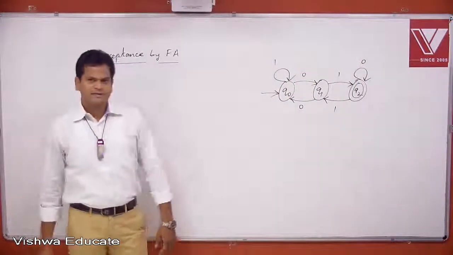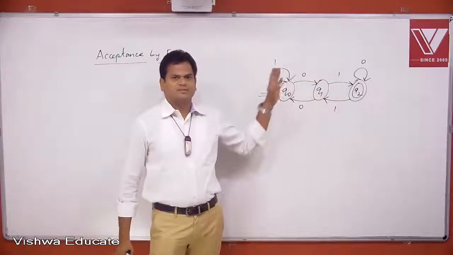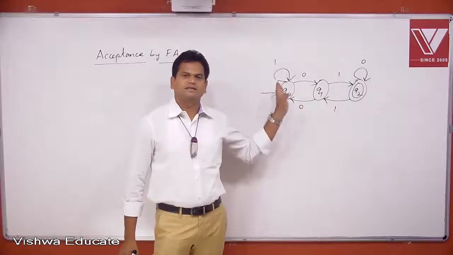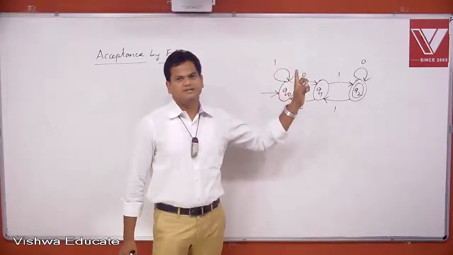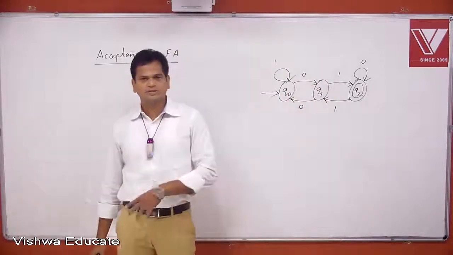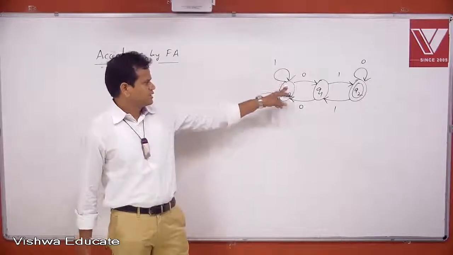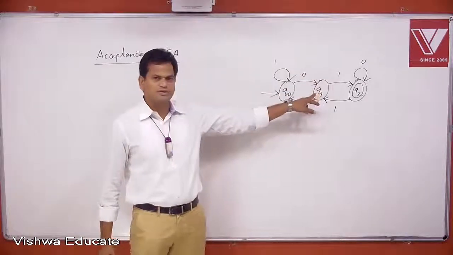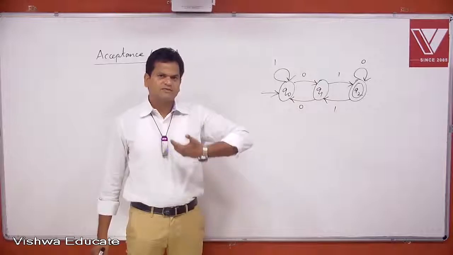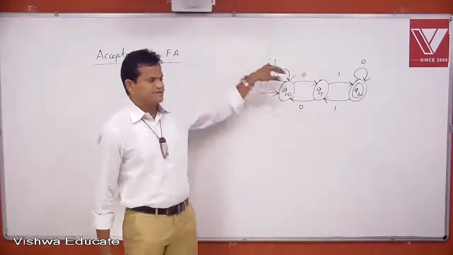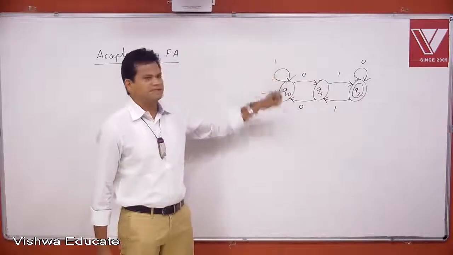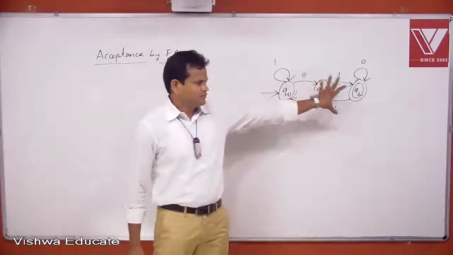Okay, this is the finite automata. What are the states here? Q0, Q1, Q2. What is the initial state? Q0. What is the final state? Q2. And what are the inputs? 0 and 1. So in Q0, if input is 0, it goes to Q1, which means the machine changes from state Q0 to Q1. And if the machine is in Q0, it remains in the same state when input 1 is applied. The rest you can understand.